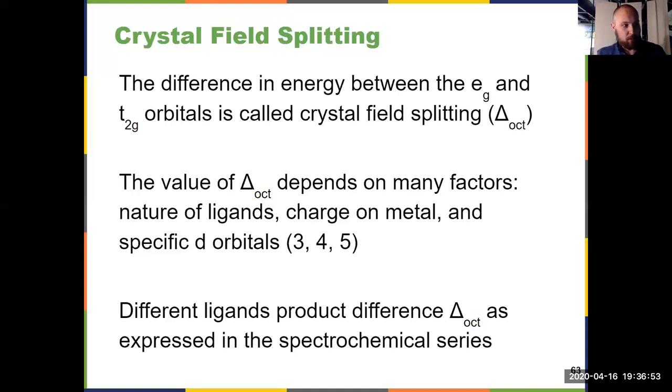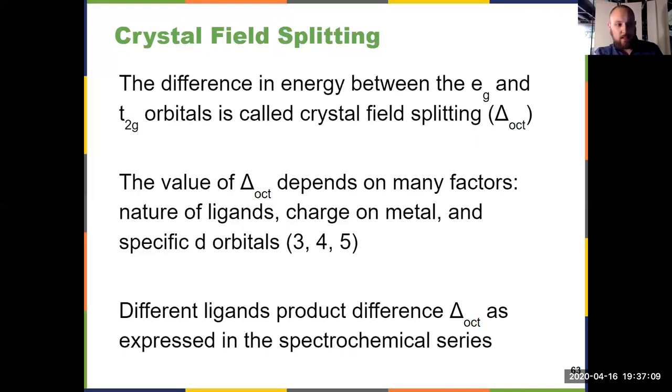And it depends on a couple of things, right? What kind of ligands are bound? How many ligands are bound? The charge or oxidation number on our metal. And what d orbitals am I dealing with specifically? What are the valence d orbitals? The 3d, the 4d, or the 5d?